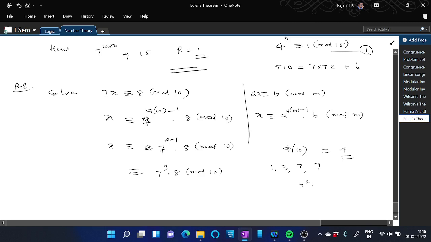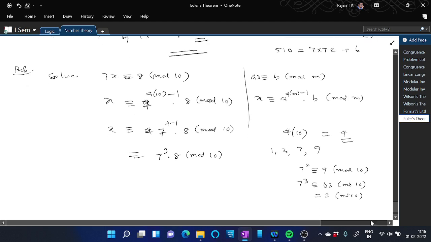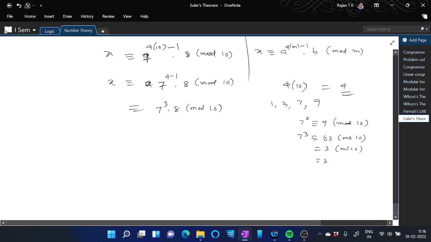7 square is congruent to 9 mod 10. Therefore 7 cube is congruent to 63 mod 10. That is congruent to 3 mod 10. So it is congruent to 3 into 8 mod 10. Again it is congruent to 24 mod 10, which is congruent to 4 mod 10.